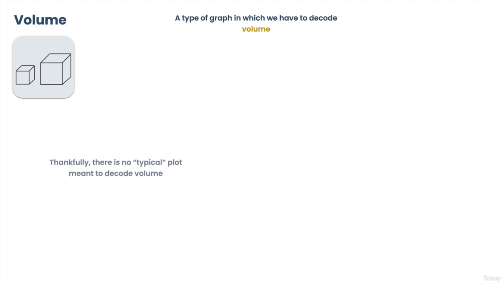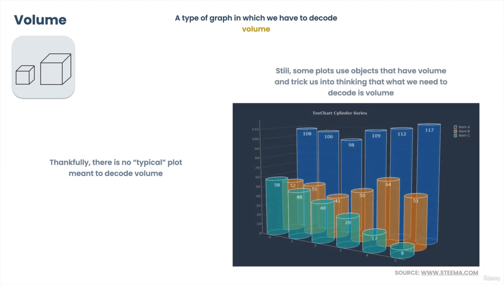Thankfully, there is no typical plot meant to decode volume directly. That means that we don't have plots where the magnitude is encoded directly in the volume. However, some plots use objects that have volume and trick us into thinking that we would need to decode this volume, like in this bar chart here, where the variable is mapped to the height of the bars, as it is done in any bar chart, but because there's this 3D effect and the bars are cylindric, they have a volume, so we will have a hard time judging these values correctly.